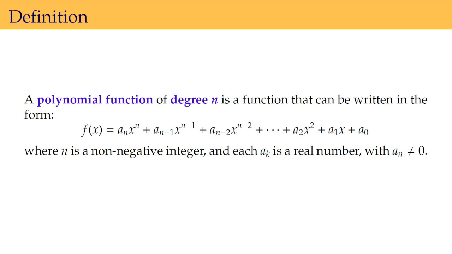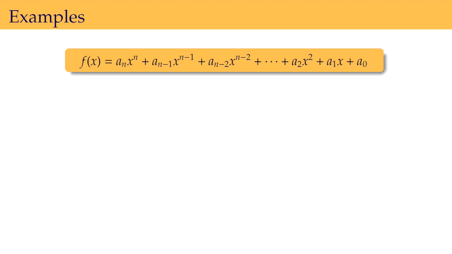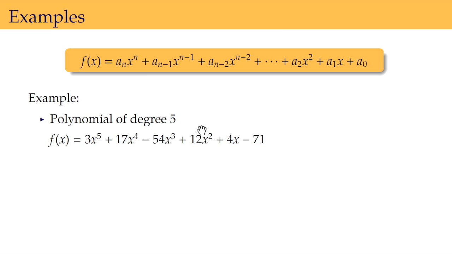Alright, let's look at a specific example. Notice this is just the equation from the definition. I just want to keep that up on every slide so that we can continue to refer to it. And our example is a polynomial of degree 5. Remember, this definition is for a polynomial of degree n. So my 5 is n. And here is my polynomial. 3x to the 5th plus 17x to the 4th minus 54x cubed plus 12x squared plus 4x minus 71.